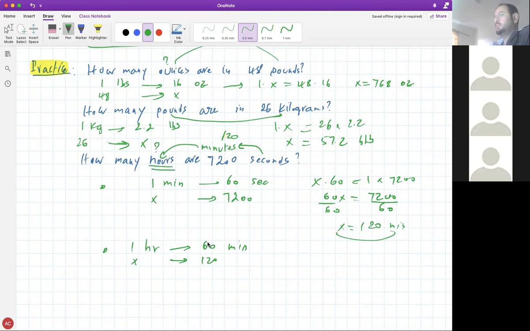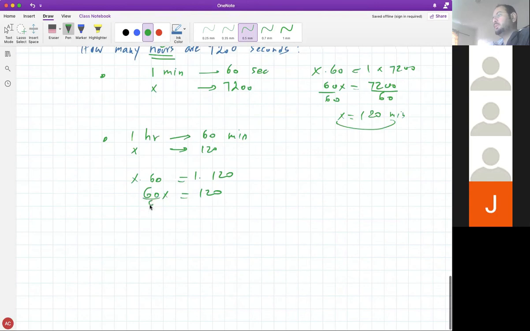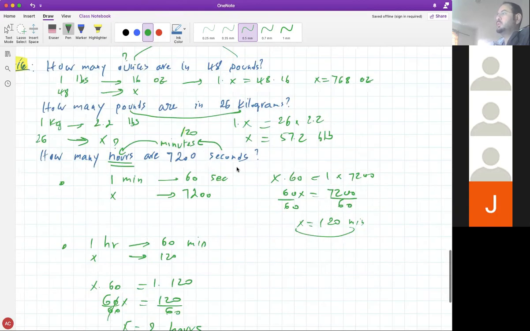So 1 hour is 60 minutes and X hours in 120. So cross multiply to find X. Again, X times 60 equals 1 times 120. 120 divided by 60, X is 2. So 2 hours. This is a lot of seconds, but it only comes out to be 2 hours. It's like you count 1, 2, 3, 4 until it's 7,200. It's a lot, but it's just seconds. They add up to minutes and minutes turn into hours.